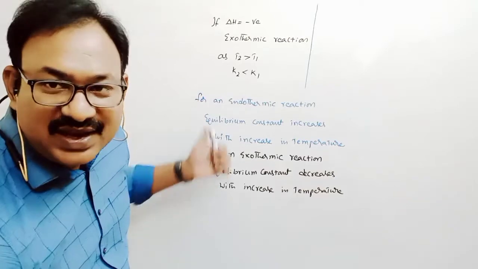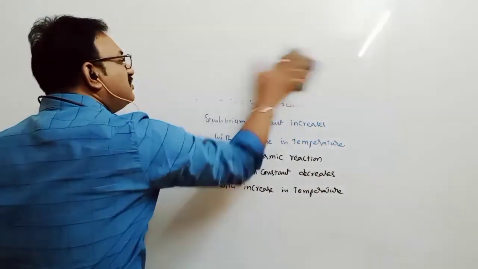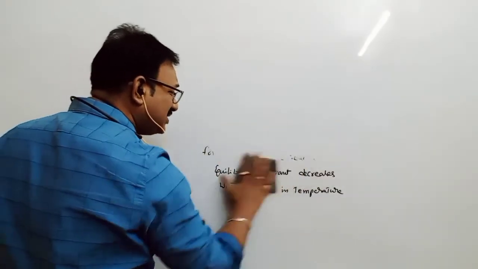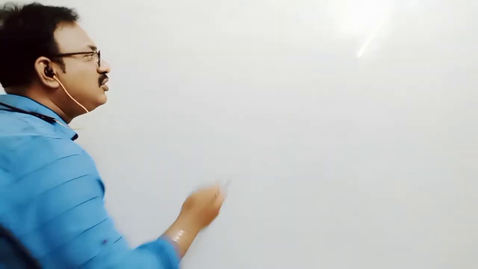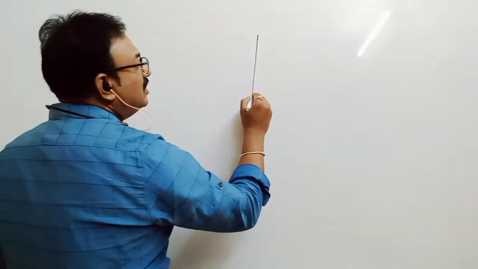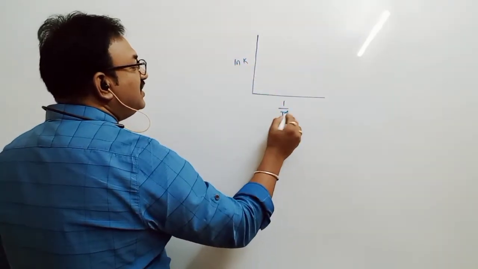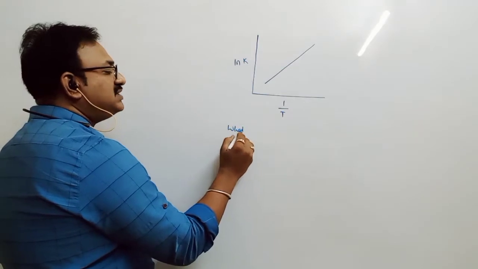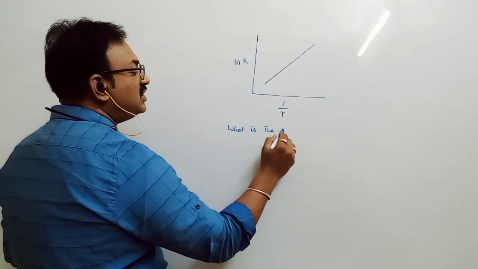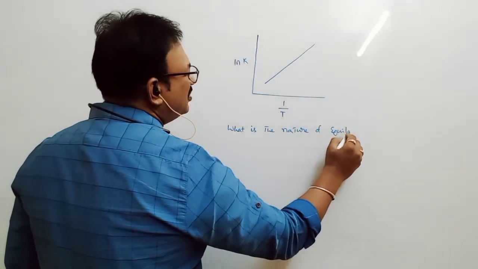Okay. Now I'll give you a small question here. All of you, please check it. It's a graphical question. Right. A graph like this, ln K versus 1 by T graph is given like this. So what is the nature of the equilibrium process?